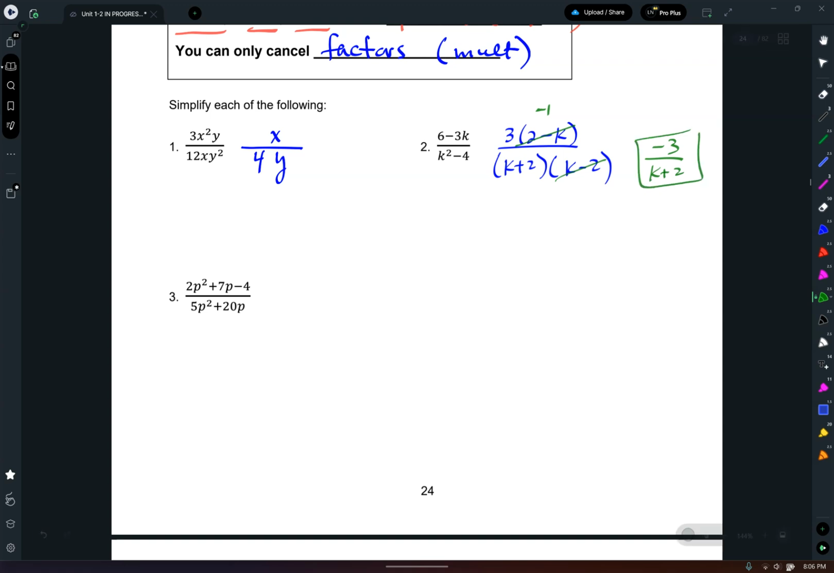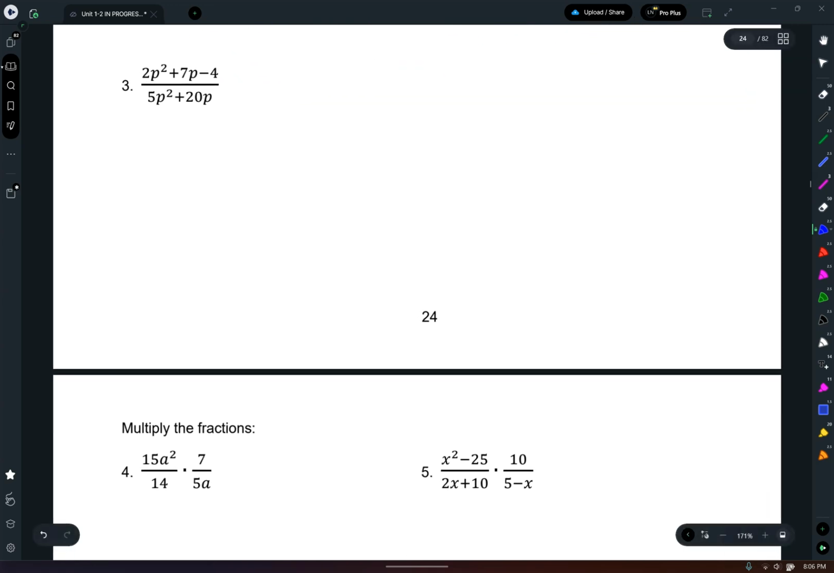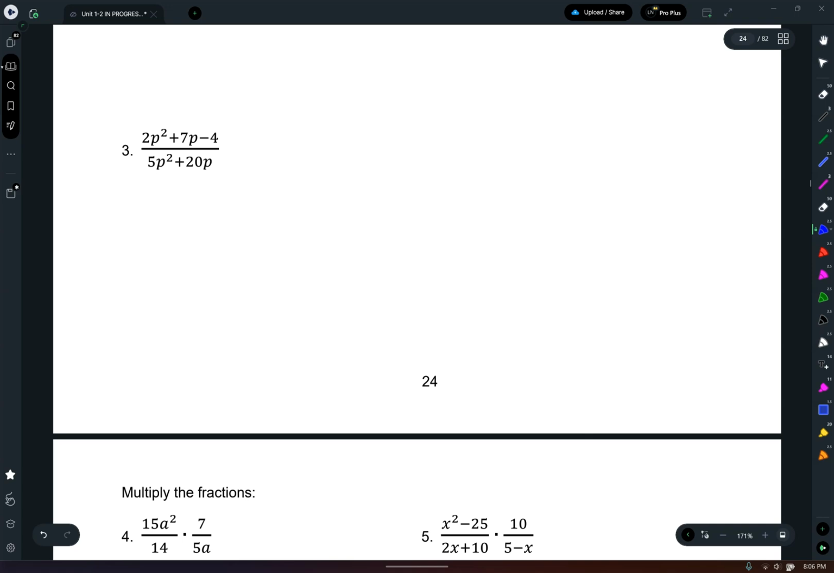Okay, so let's go to number 3. I have all terms. It's not in factored form. So the first thing I need to do is factor. On top, I'm going to do a trial and error. I know I need a plus and a minus, 2p times p. And to get 4, I can't do 2 and 2. I'm going to have to do 4 and 1. And I have to put the 1 here and the 4 here.